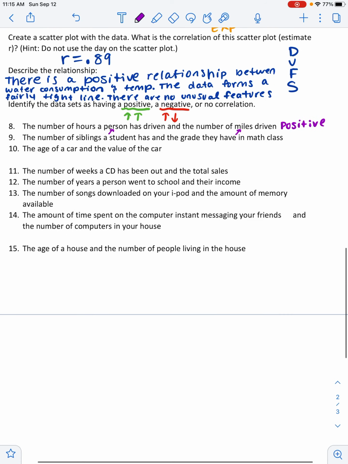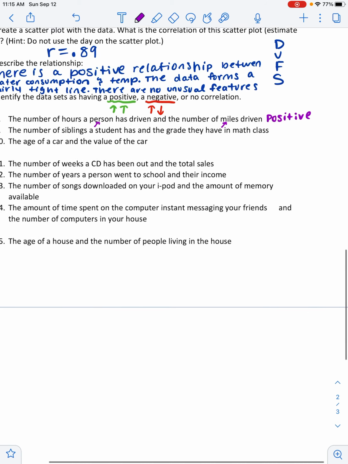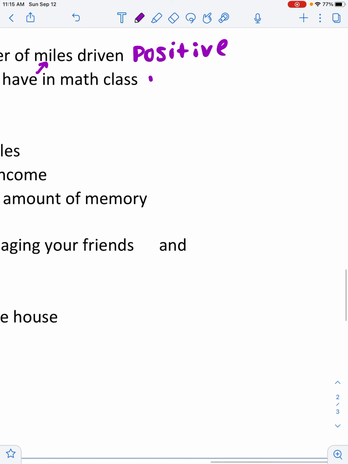Number 9, the number of siblings a student has and the grade they have in math class. Well, you could all have different numbers of siblings. You could have 1 sibling, 2 siblings, 5 siblings, no siblings, and then you could all have different grades. It really depends on how you apply yourself in class, how you enjoy mathematics, all these different things. So it doesn't really seem like having more siblings would give you a higher or lower grade in the class. For this one, I'm going to say there's no correlation.